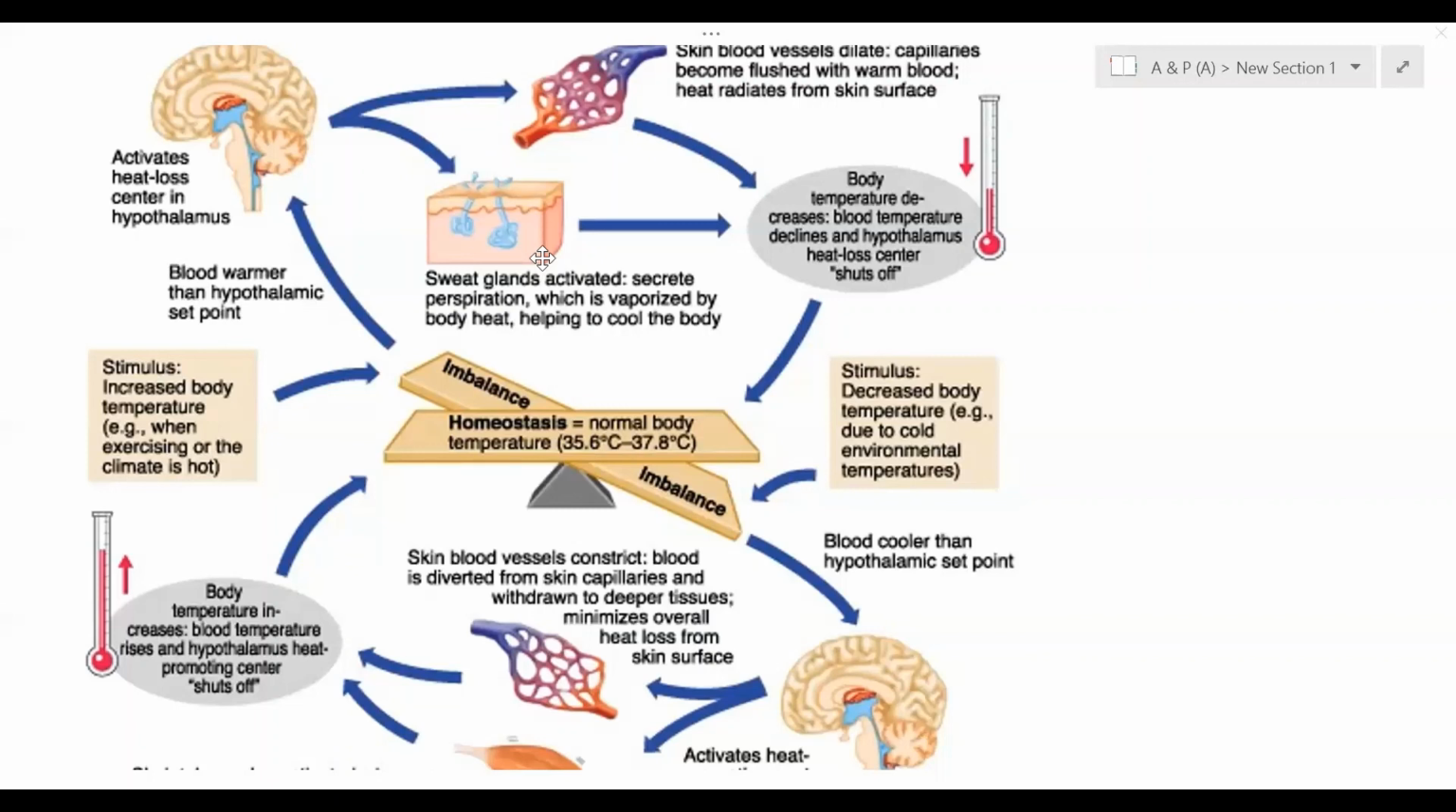So again, even in this case, when the body temperature drops, it's still negative feedback because we're moving from variation back to the equilibrium.